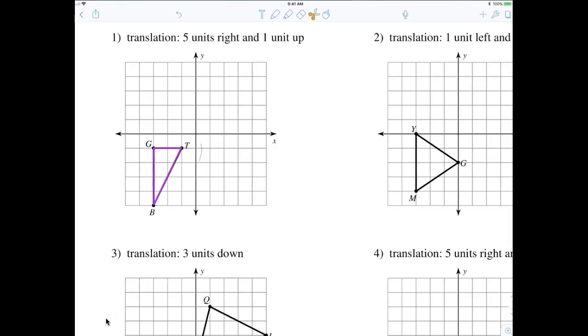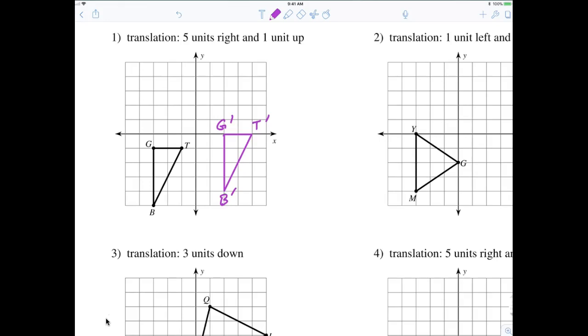And then we circle it, and we want to move it 5 units to the right. So 1, 2, 3, 4, 5, and up 1. That's the easiest way to do that. All right? So we would label it now. This is referred to as T prime. This is G prime. And this is B prime. All right?